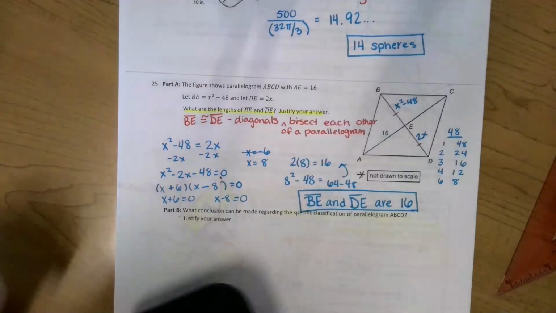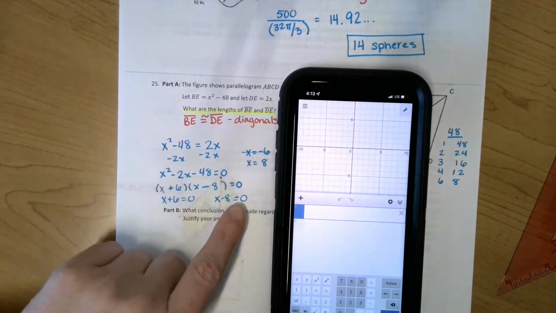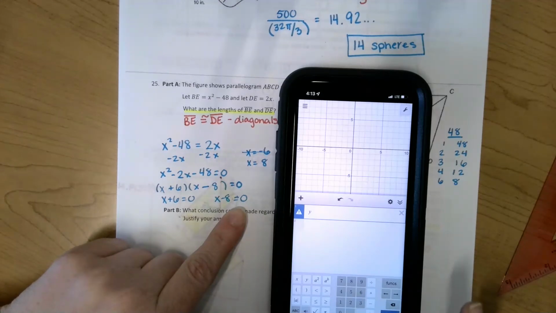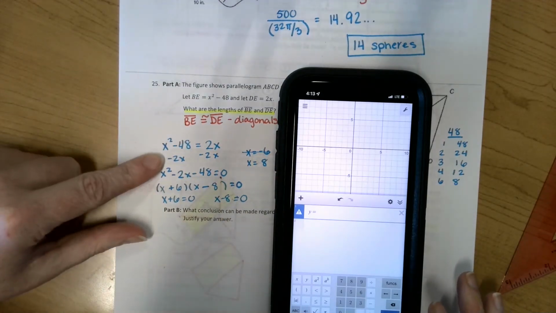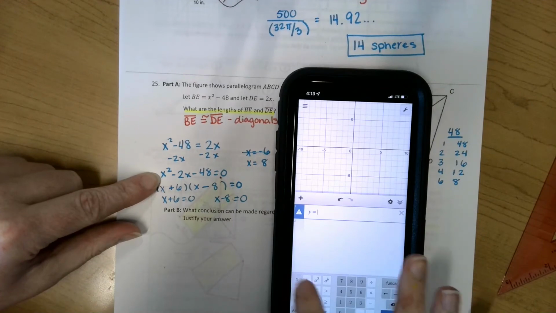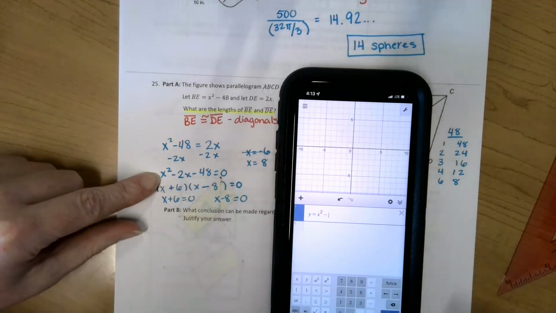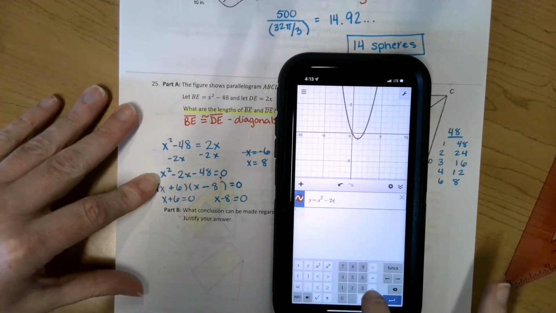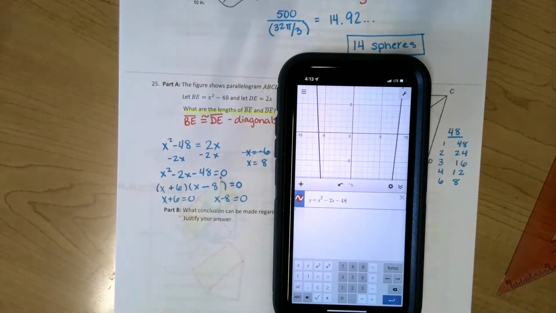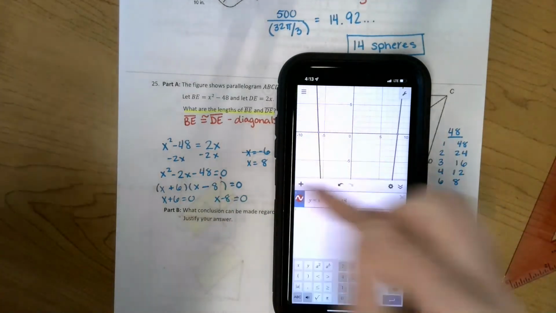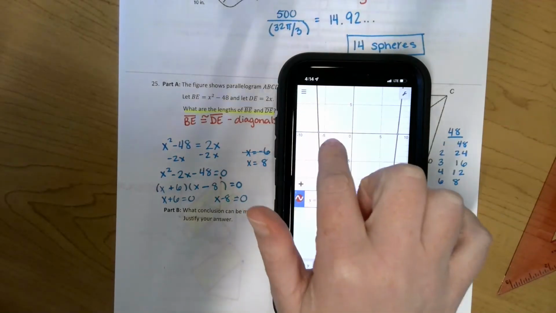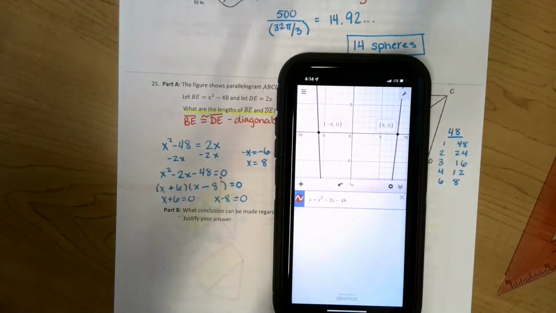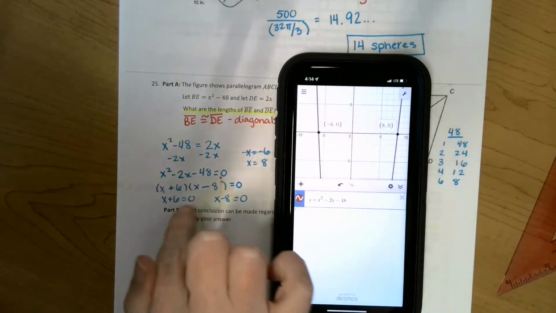If you don't remember that, we're going to change this 0 to y, and we're going to graph y equals x squared minus 2x minus 48. And then we're going to look at where that crosses the x-axis, where my y value is 0. So when y is 0, x is negative 6, and x is also 8. So those would be my two roots that we found.